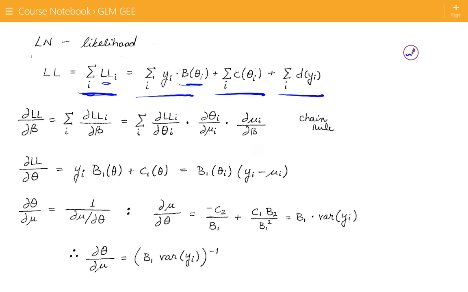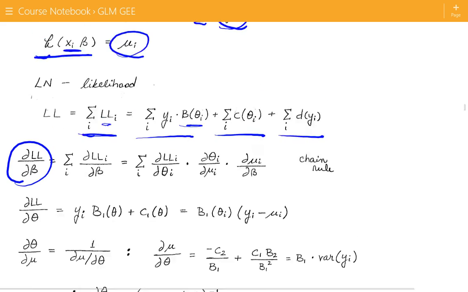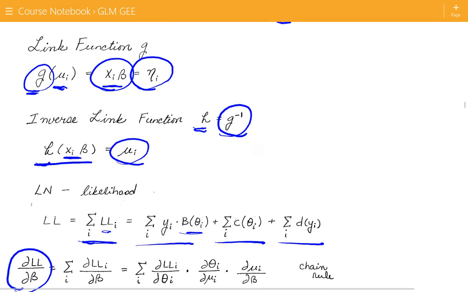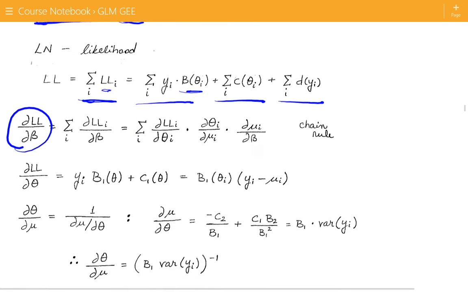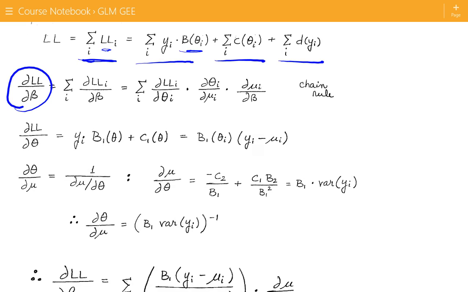If we take the derivative of the likelihood with respect to beta, remember now beta is embedded in our linear combination right here, then for the term, we're looking at the derivative of the log likelihood with respect to the theta parameter, times the derivative of theta with respect to the mean, times the derivative of the mean with respect to beta. We're just applying the chain rule.